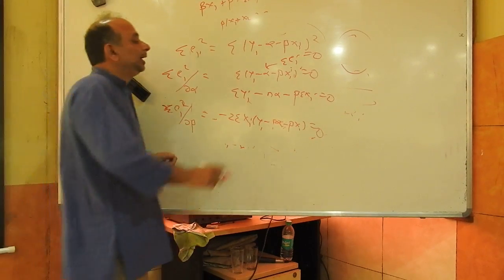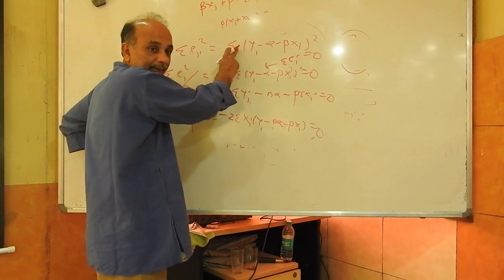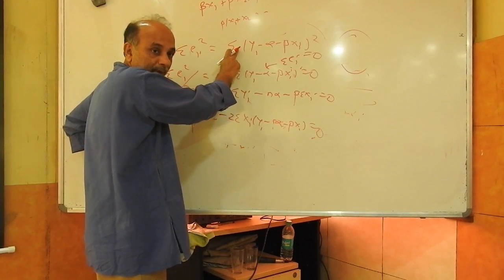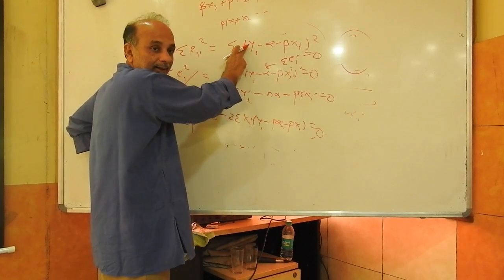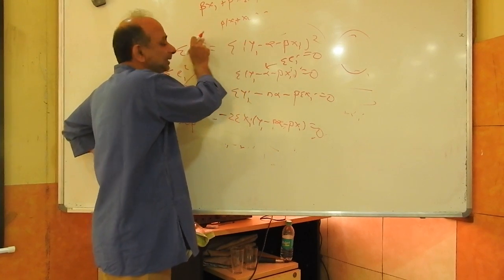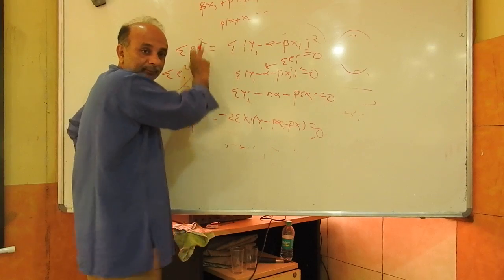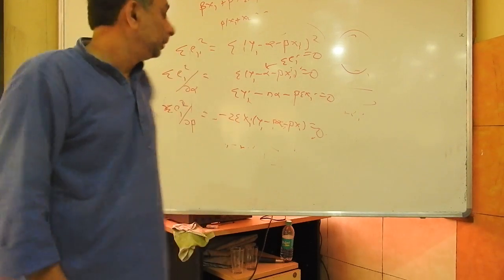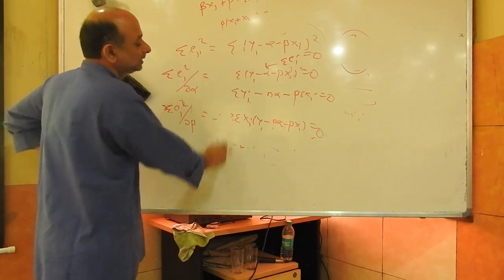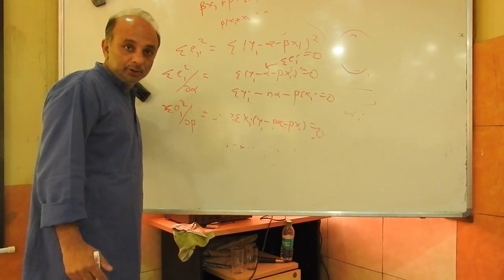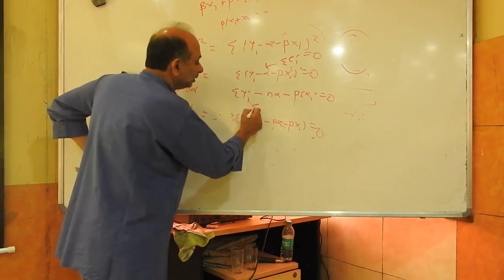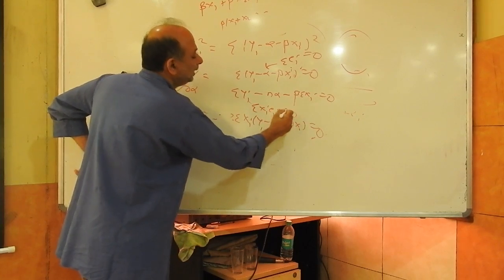Because first I have to take the derivative of what is outside, that is -2, 2 really, and what is inside is minus xi. I take out the minus of minus xi. Right? Okay. So this means summation xi (yi minus alpha minus beta xi) is equal to 0. Sure? This is what? Summation xi into ei is equal to 0.